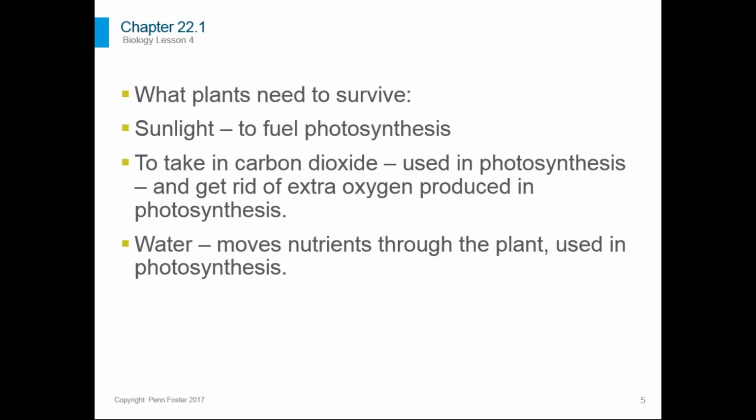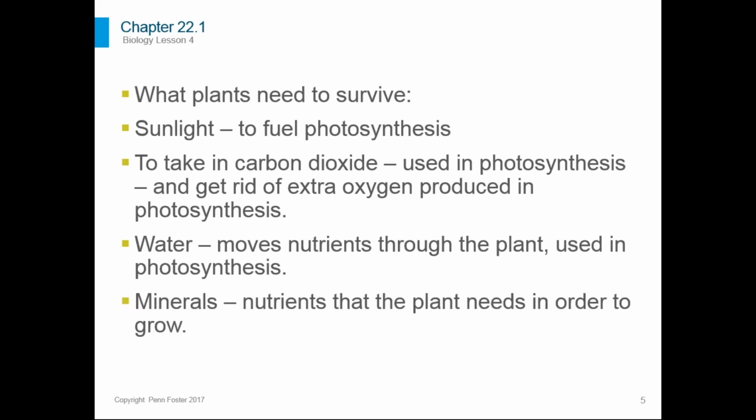They need to take in water, which moves the nutrients through the plant, and because water is used in photosynthesis. And they need minerals, which are nutrients that the plant needs in order to grow.